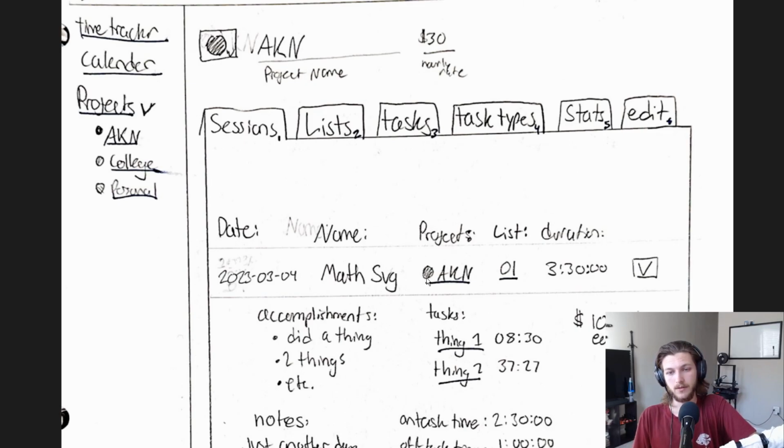A session is going to be associated with a project, obviously. The project is how we're going to attribute things like hourly rate and other stuff. List is going to be the type of list used, or the specific list used, because we're going to have different lists and that sort of stuff. So you'll have list management and task management within that. Then the duration of how long the session was.